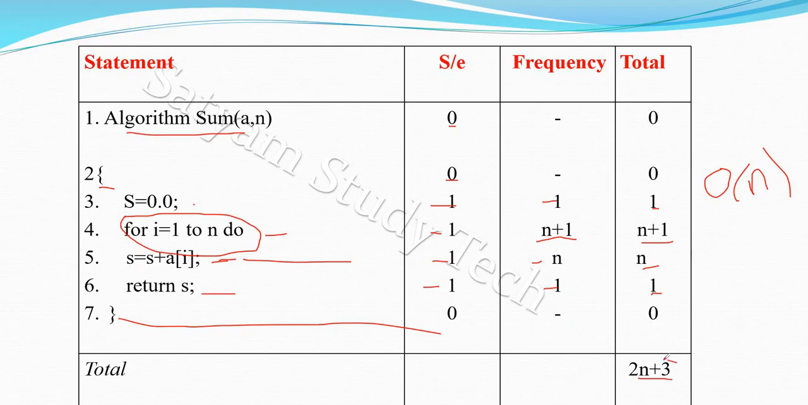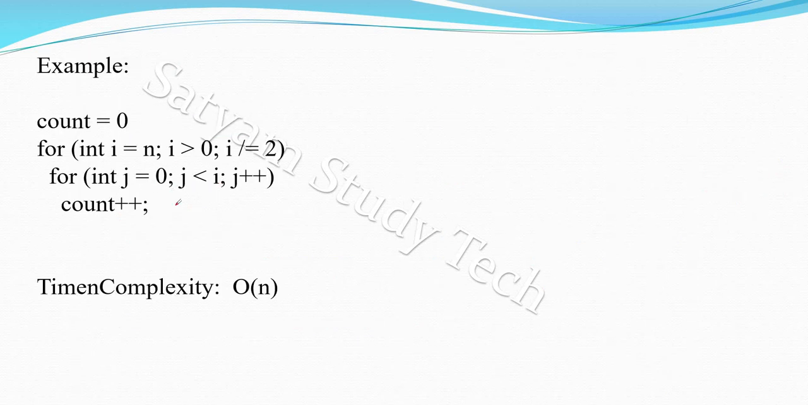So 3 is a constant, you can ignore that constant value. Here also 2 is a constant value, you can ignore it. So the time complexity of this particular algorithm is big O of n. So you can see one more example.